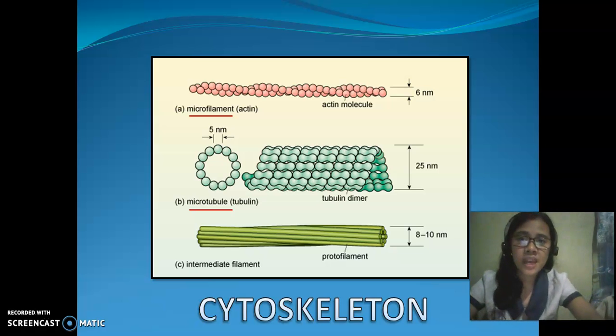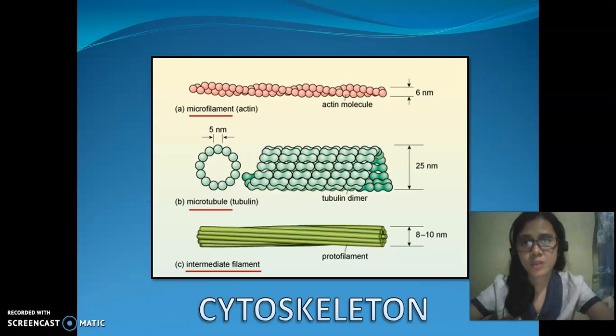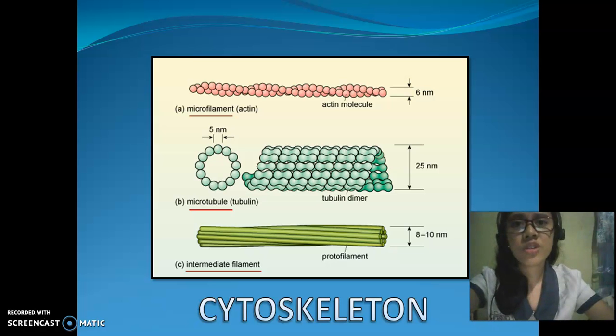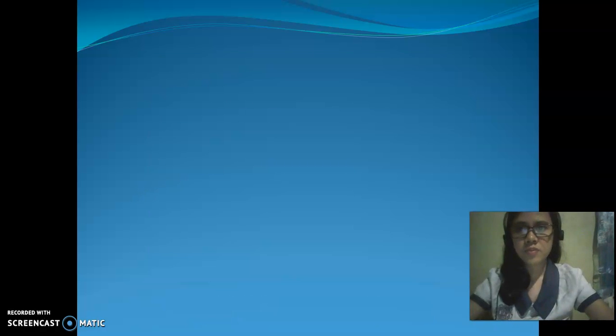Lastly is the intermediate filaments. It has no role in cell movement because their function is purely structural. They bear tension, thus maintaining the shape of the cells, and secure the nucleus and other organelles in place.